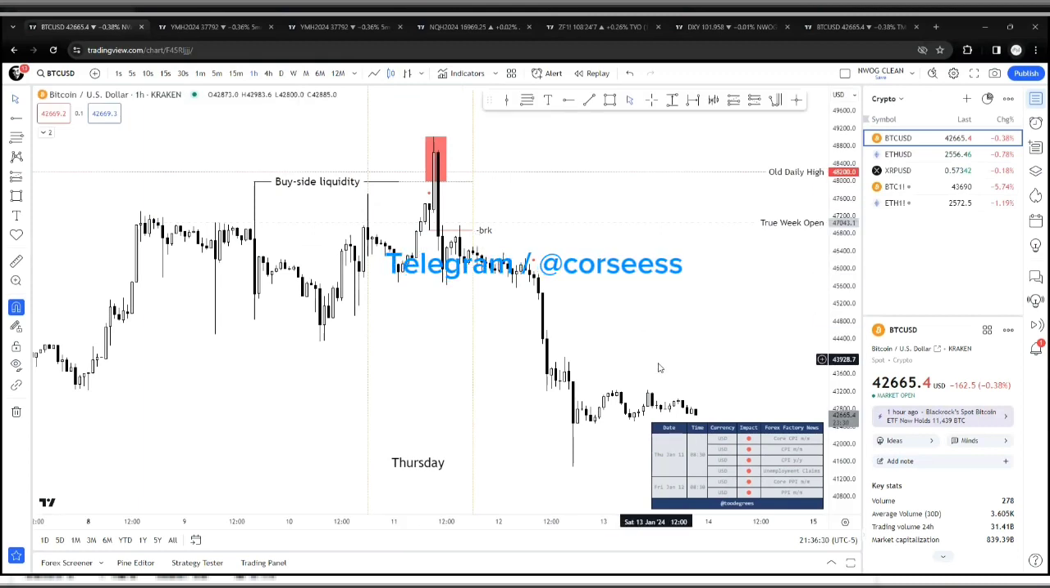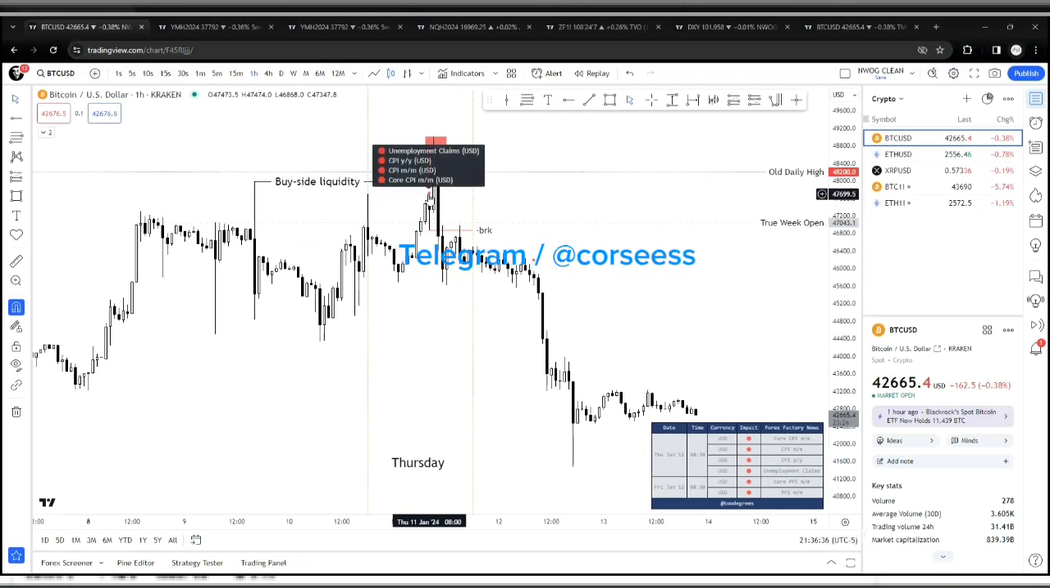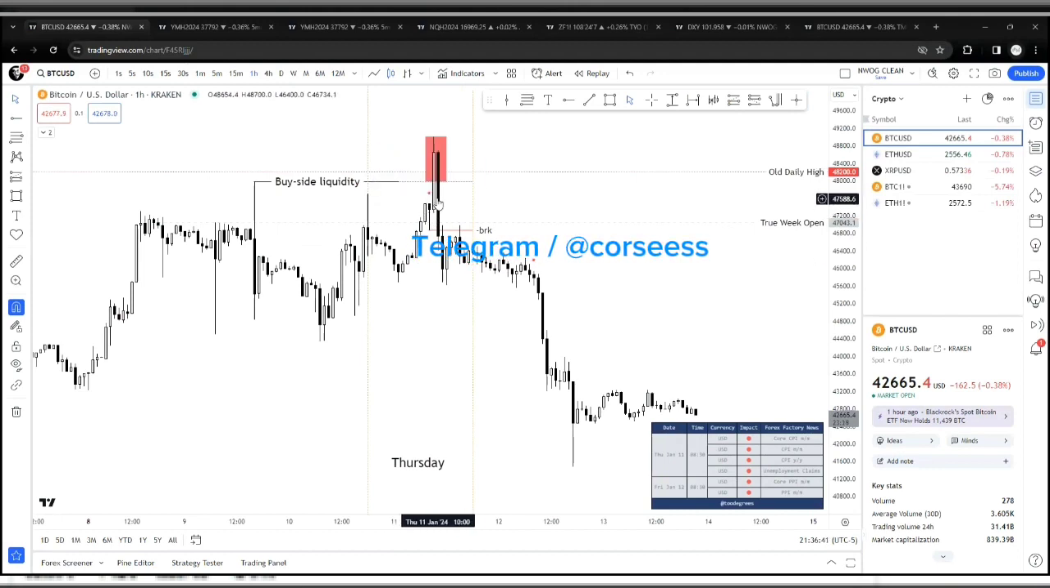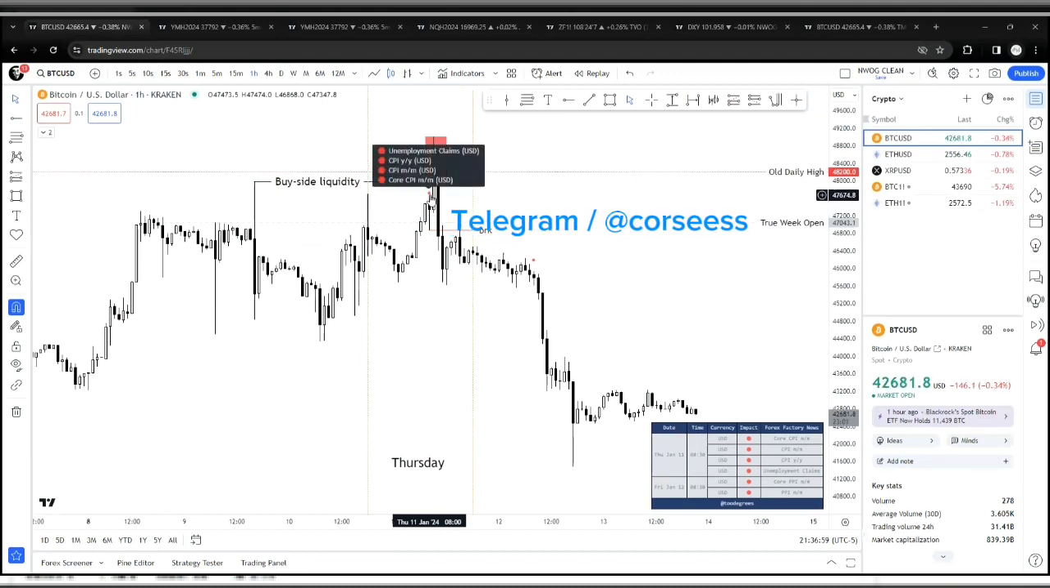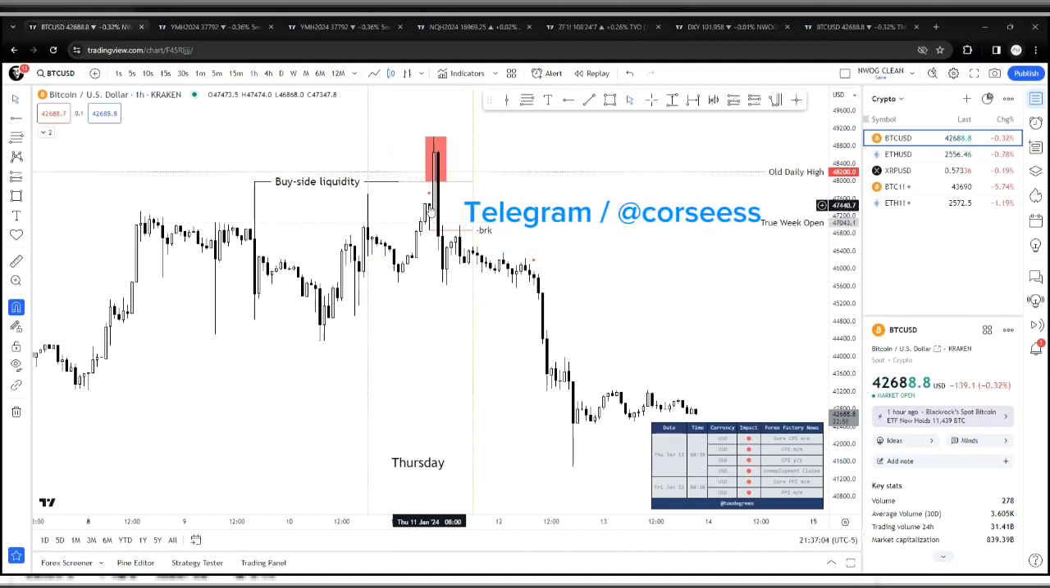So it was at this time last week, which was last week Thursday, which we had unemployment claims, CPI, and core CPI releasing. This right here, as I talked about this past Sunday, would be a catalyst which would cause price to reverse. This is engineered liquidity. So this candle right here is what caused price to push above that old daily high and clear this buy side liquidity.